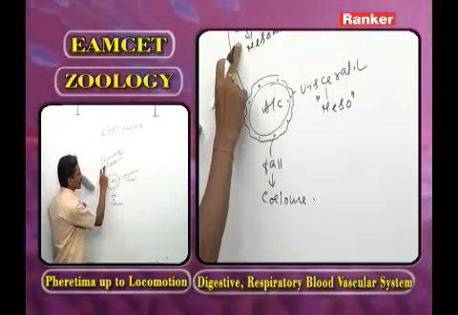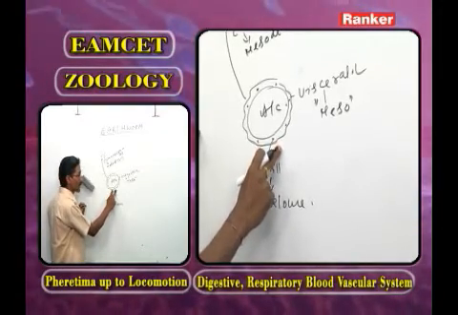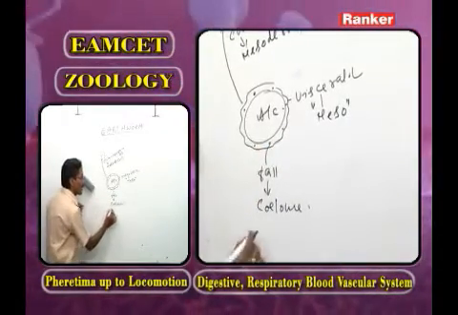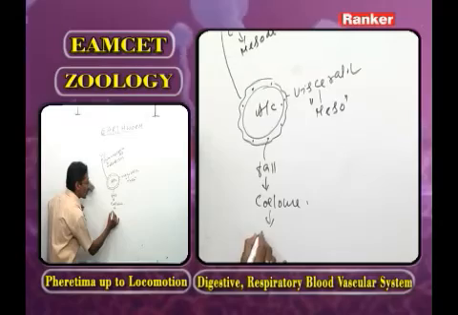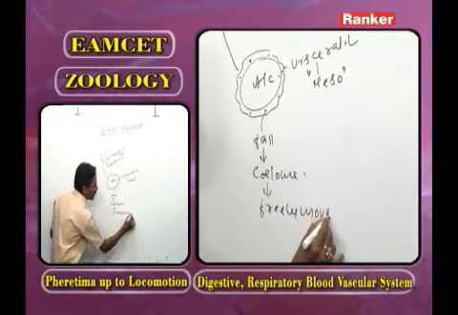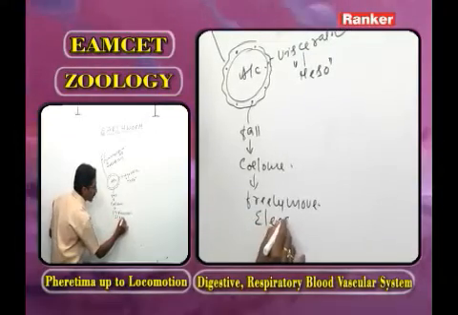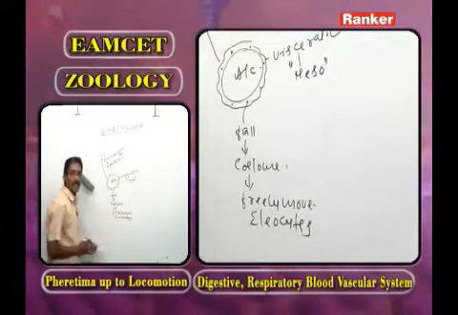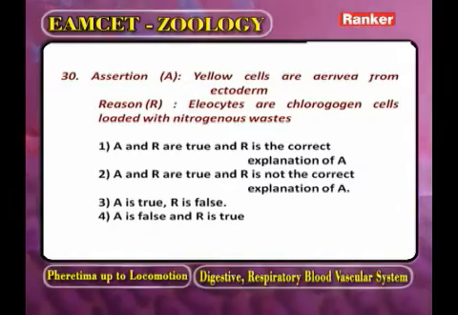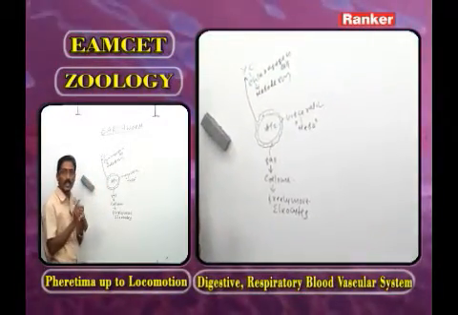The chlorogogen cells, after collecting the nitrogenous waste materials, fall into the coelom. Now in the coelom, the chlorogogen cells move freely. Such freely movable chlorogogen cells are called ileocytes. Now we are getting one doubt. What is the difference between chlorogogen cells and ileocytes?